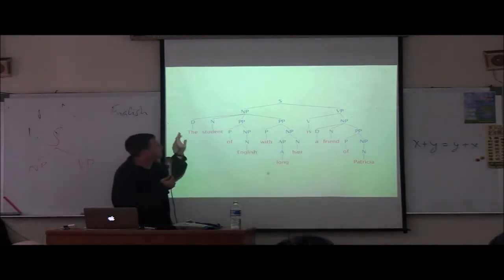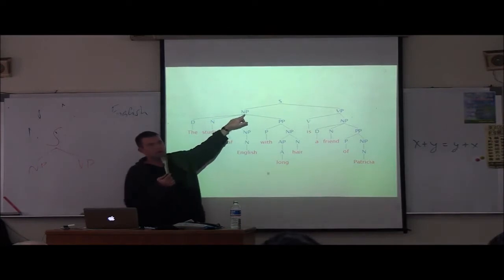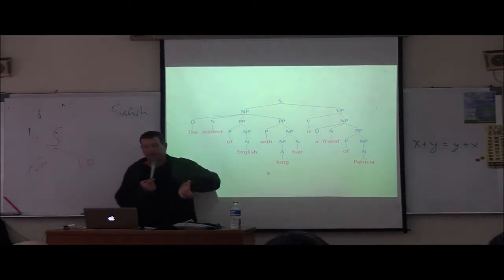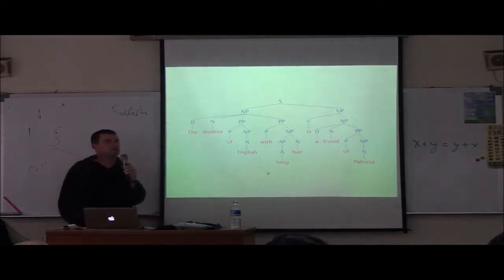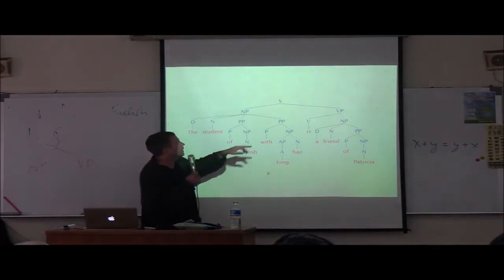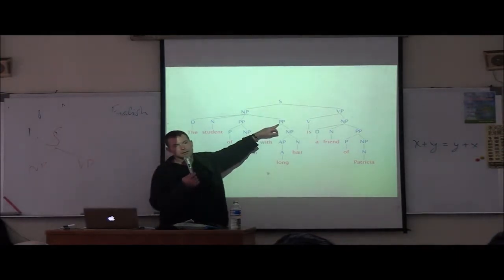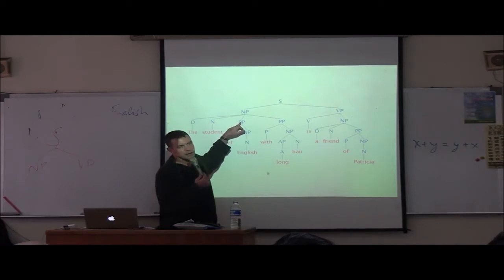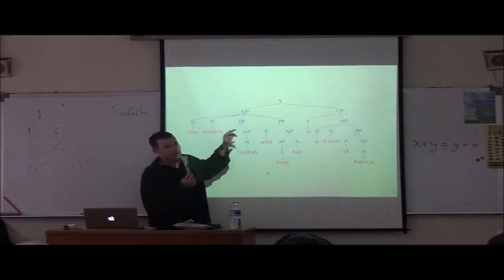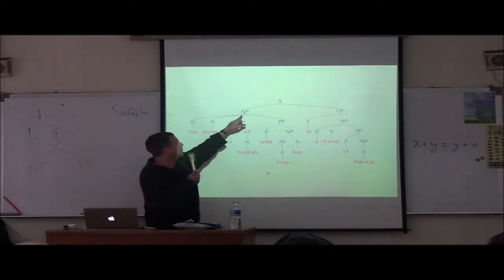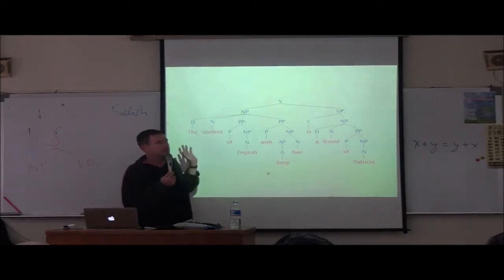What about the student of English with long hair? We know that that's an NP. How many adjuncts are there? Is with long hair a complement or an adjunct? Adjunct. Is of English a complement or an adjunct? It's a complement. So, number of adjuncts is 1. Number of N bars here is going to have to be 2. One for the head and the complement, the other one for the adjunct.